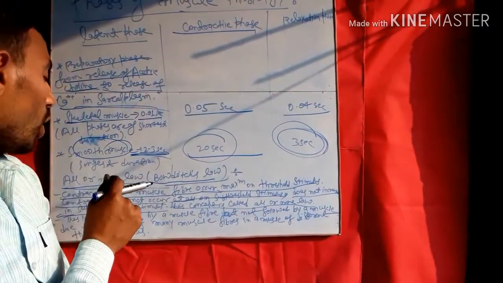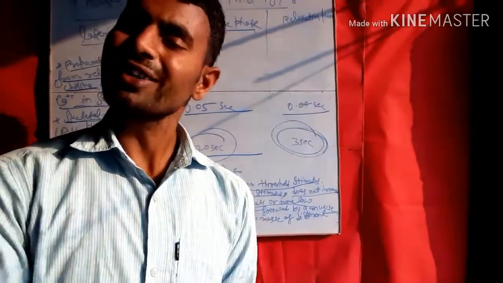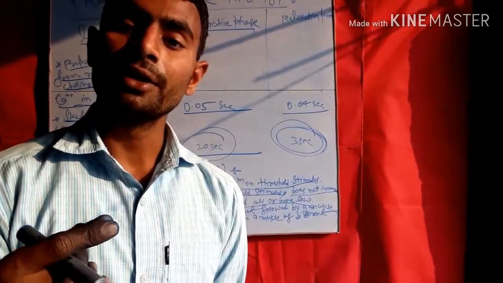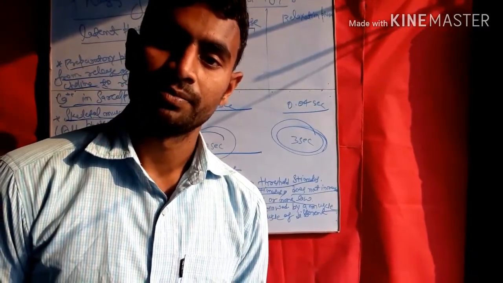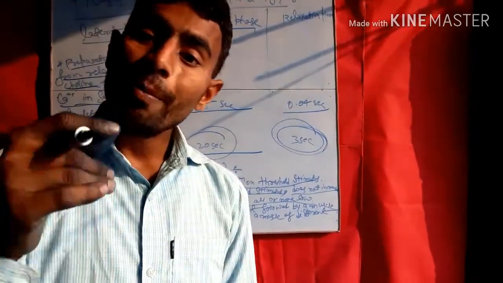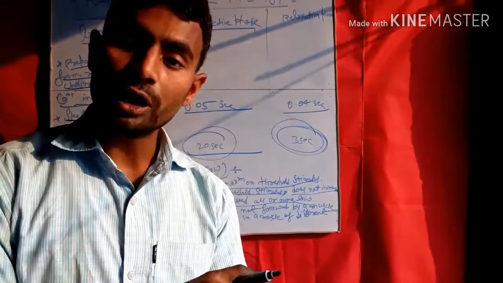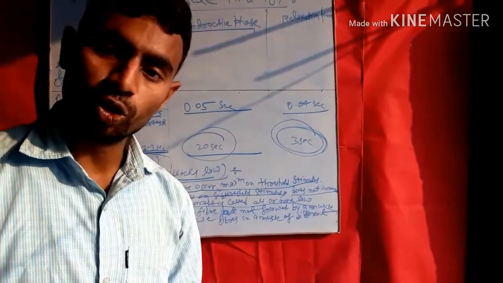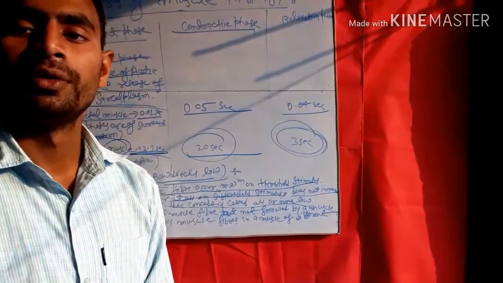The all or none law clearly says that contraction happens in the muscle fiber, not in the muscle. Contraction happens in a muscle fiber on maximum threshold stimulus, not on subthreshold stimulus, and does not increase on suprathreshold stimulus. This concept is called the all or none law.